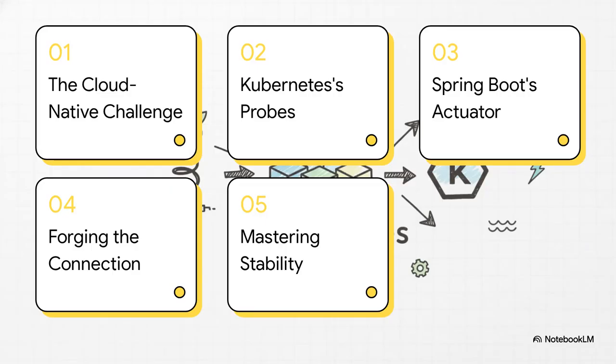We'll kick things off with the big picture challenge, the why behind all this. Then we'll get into the weeds of Kubernetes' 3 essential probes and how Spring Boot's actuator module is the perfect dance partner for them. After that, we'll connect the two, step by step, and finish up with some pro tips for making this stuff rock solid in production.